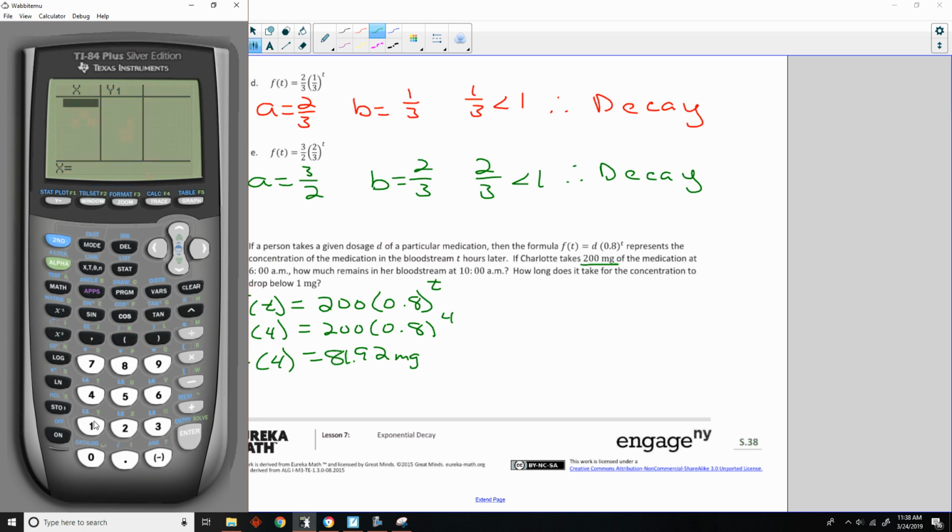So you plug in 1 hour and it will tell you 160 milligrams. 2 hours, 128. 3 hours, 102.40. 3 hours, or 4 hours, we just did 3. 4 should be 81.92. Why am I hitting 8? 4 should be 81.92. Booyah! All right, and let's try 10.